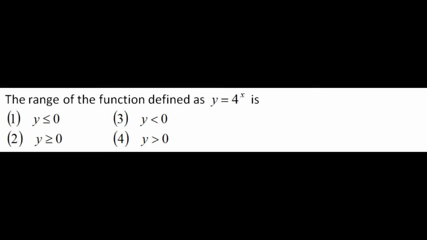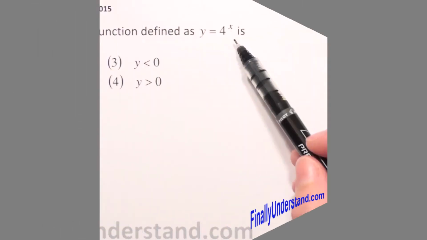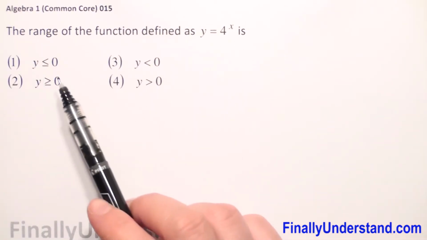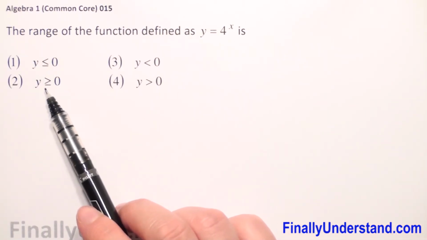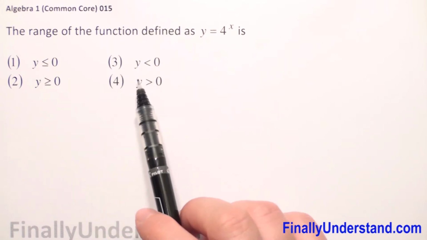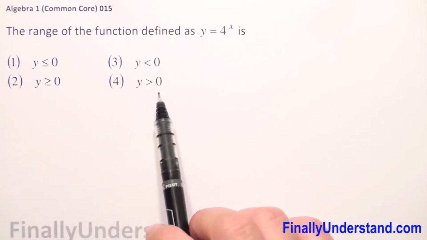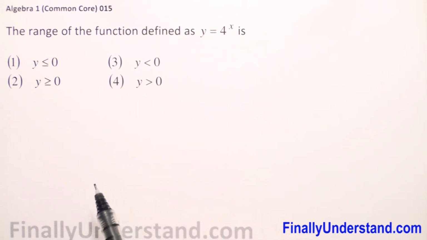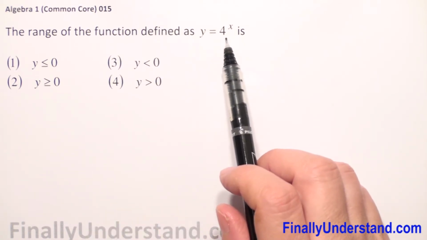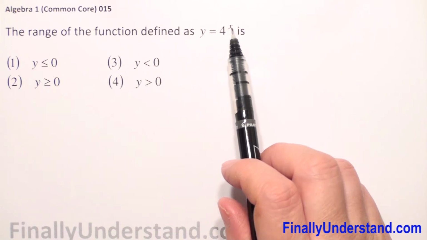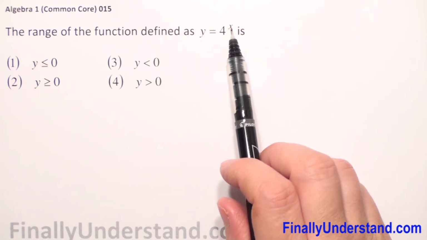The range of the function defined as y equals 4 to the power x is less than or equal to 0, greater than or equal to 0, less than 0, or greater than 0. First, let's check what kind of function we have here. We have y equals 4 to the power x. The variable x is in the exponent.